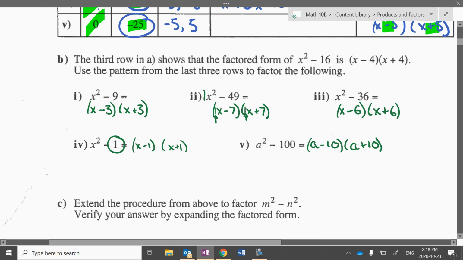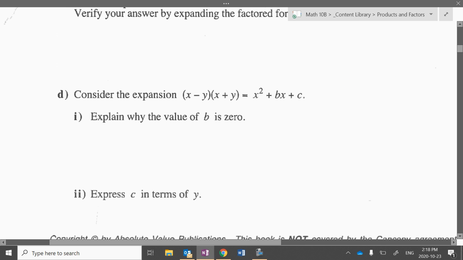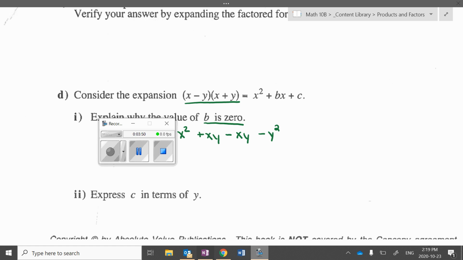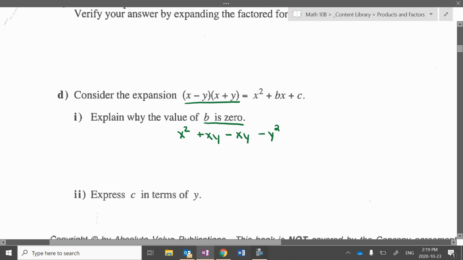I don't love this next question, so I'm going to skip it. This next one here, explain why the b value is 0. So let's go through and expand this general form out. x times x doing FOIL gives us x squared. Outer terms gives me a positive xy. Inner terms gives me a minus xy. My last term gives me a y squared. So from here, I have a positive xy and a negative xy. They literally will cancel out, leaving me with the two perfect squares.